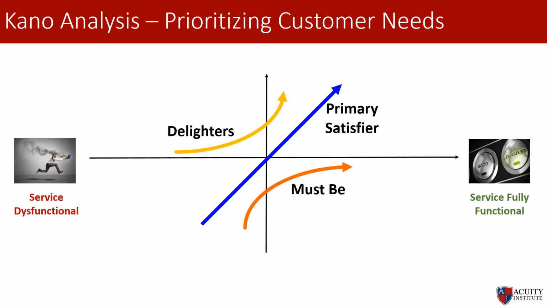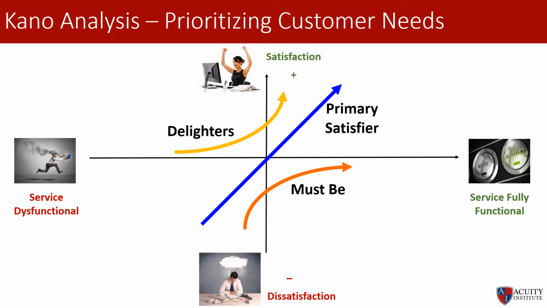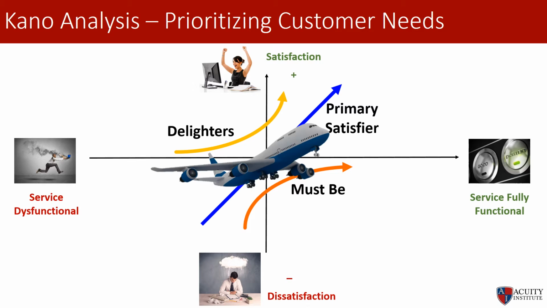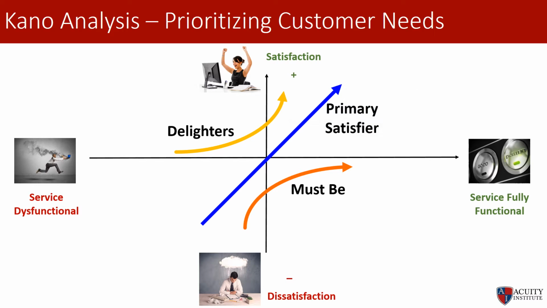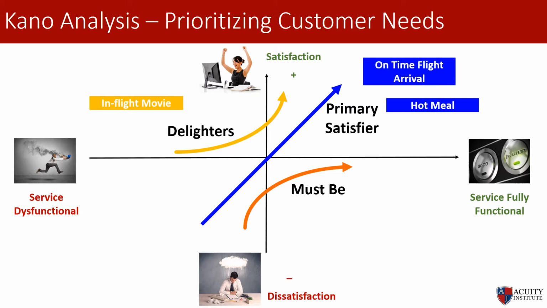The horizontal axis represents how fully functional a product or service is, whereas the vertical axis represents how satisfied a customer is. Think about the following travel needs. Where would they fit on the Kano analysis? In-flight movie, hot meal, on-time flight arrival, and safe landing.